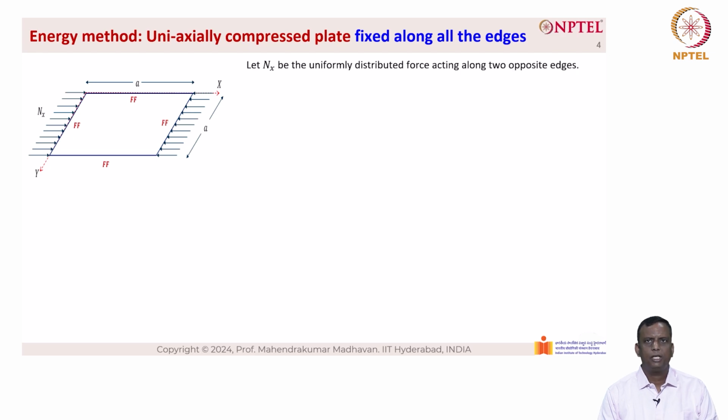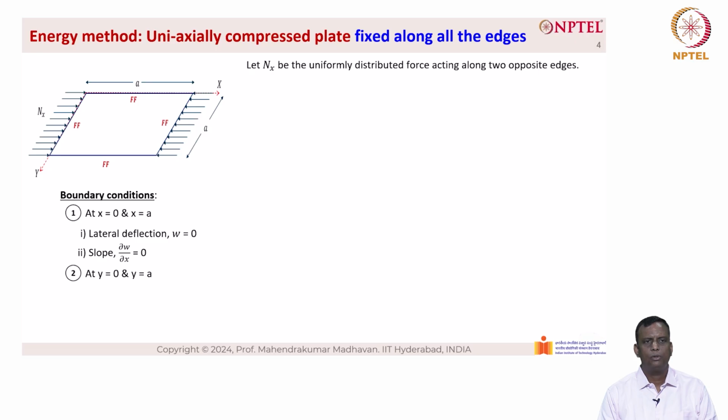So, let Nx be the uniformly distributed force acting along two opposite edges, and the boundary conditions are: at x equal to 0 and x equal to a, the lateral deflection w is equal to 0 and the slope ∂w/∂x is equal to 0. Similarly, at y equal to 0 and y equal to a, the lateral deflection w is 0 and the slope ∂w/∂y is equal to 0.